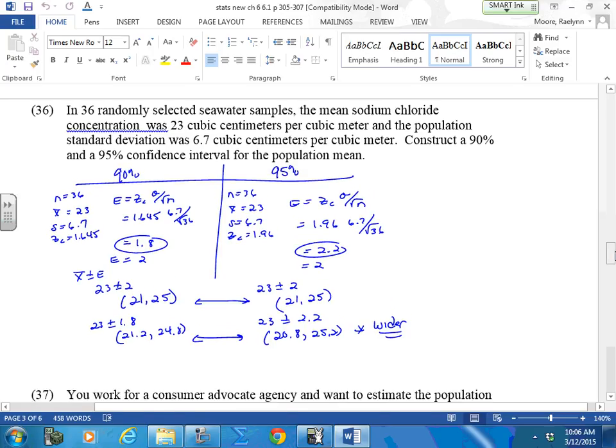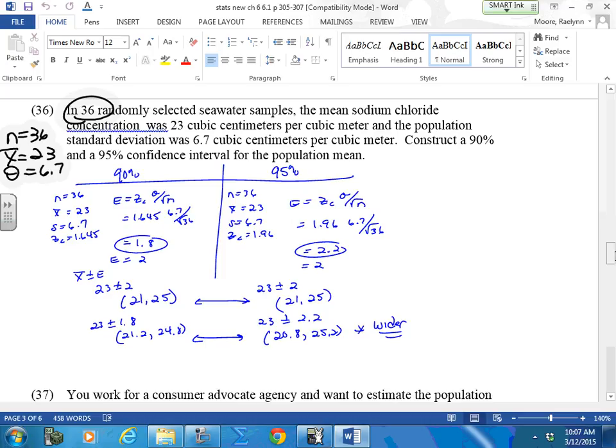All right, now we get into the good ones. In a randomly selected sample of 36 seawater samples, the mean sodium chloride concentration was 23 cubic centimeters per cubic meter, and the population standard deviation is 6.7. Pull this information out. As soon as you read this, pull this out. I have a sample size, a sample mean, and a population standard deviation. Remember in this section, we have to know our population standard deviation.